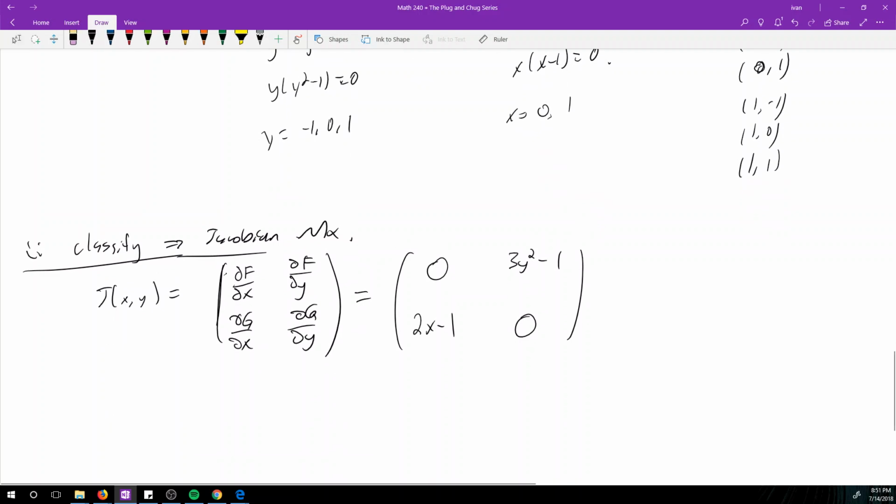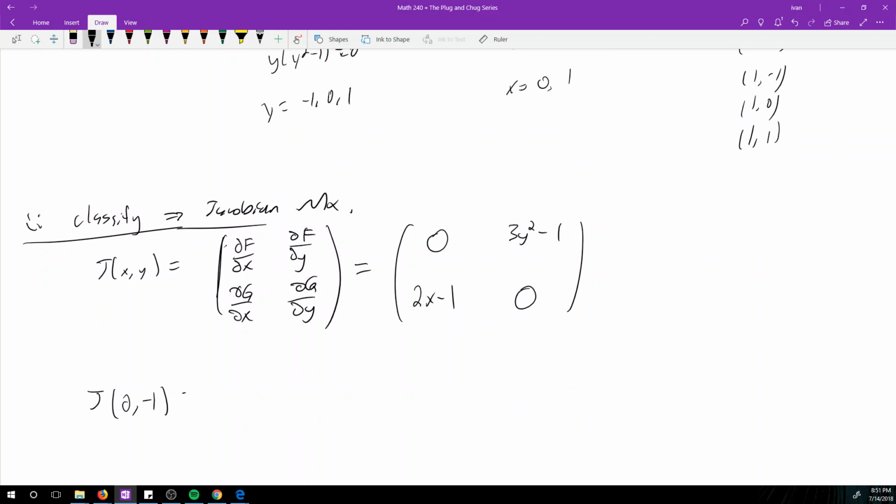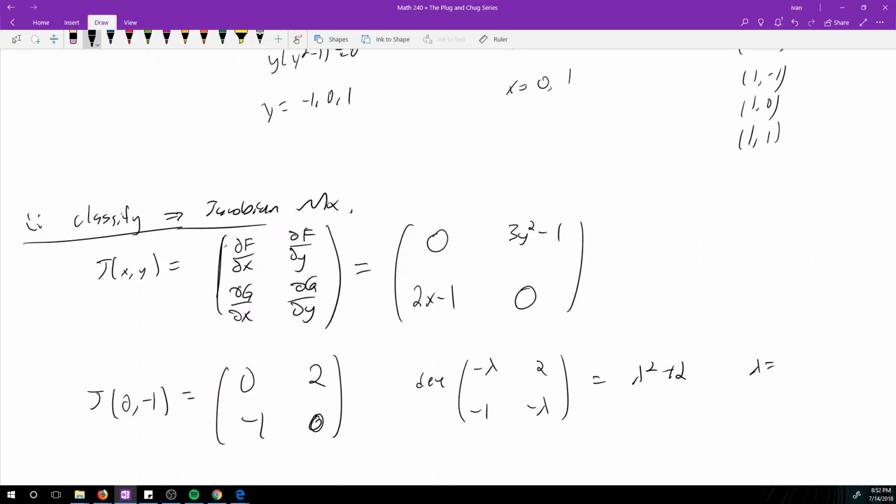How do we evaluate at points? Okay, so I find J at (0, -1), which is then [0, 2; -1, 0]. Okay, and what do I do now? Now I need to find the eigenvalues, right? Of course we're finding eigenvalues. So the determinant of this matrix minus lambda I, with negative lambda, negative 1, 2, gives lambda squared plus 2. And so lambda equals plus or minus root 2 times i.